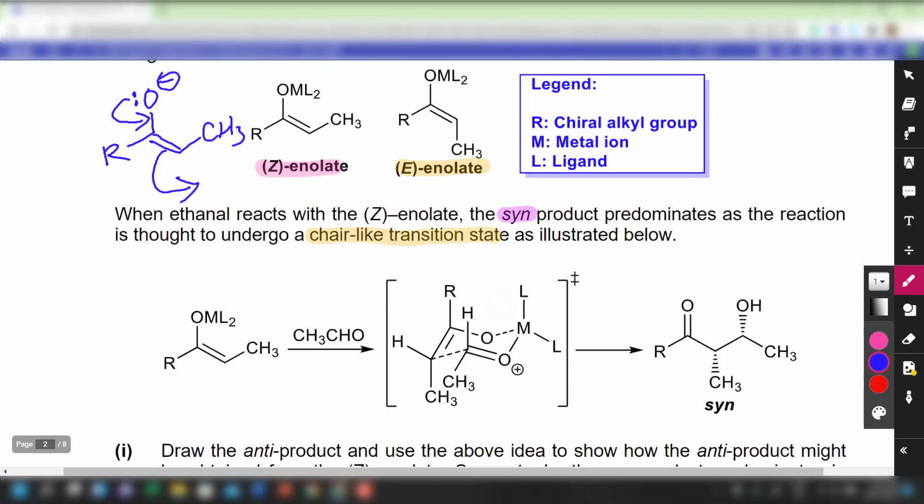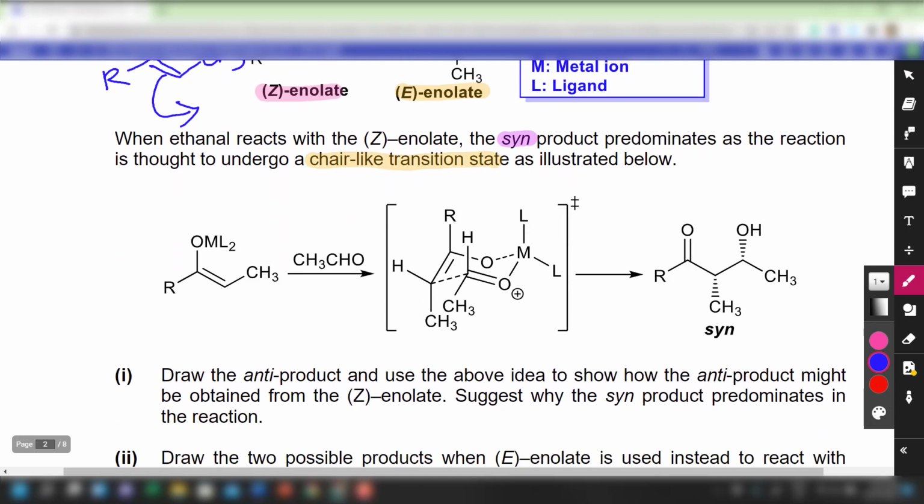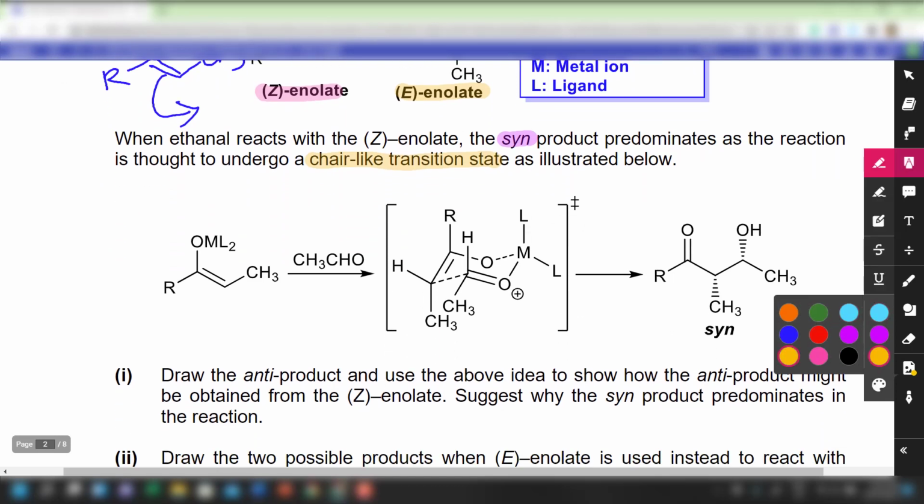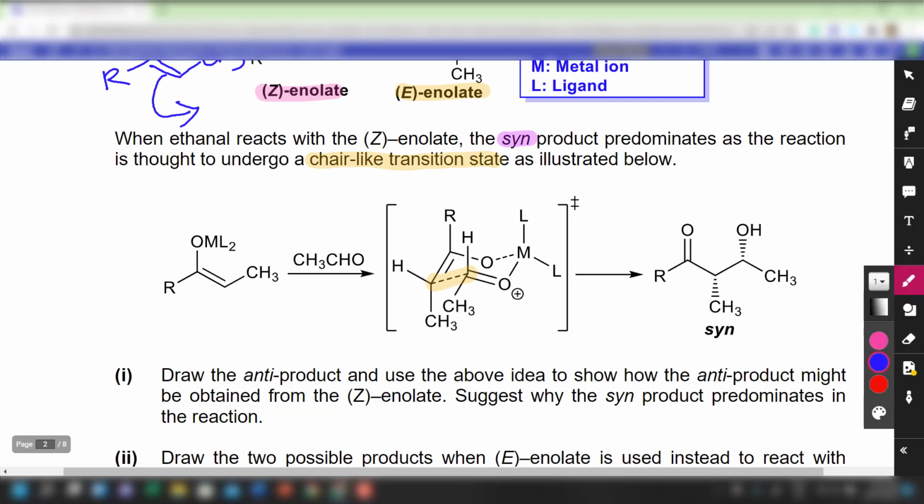If you can understand this, you should be able to understand why this bond is being formed. If you don't understand why this bond is being formed, sometimes students get confused. That's what happened to your seniors in the past. They got confused on how come there's a dotted line here. This dotted line tells us that the C-C bond is being formed because the enolate carbon performs a nucleophilic attack on the carbonyl carbon. In the process, it will cause the carbonyl C=O bond to break towards the oxygen.